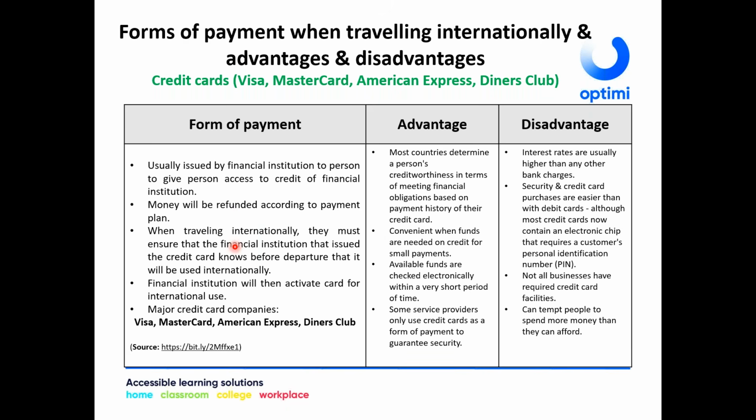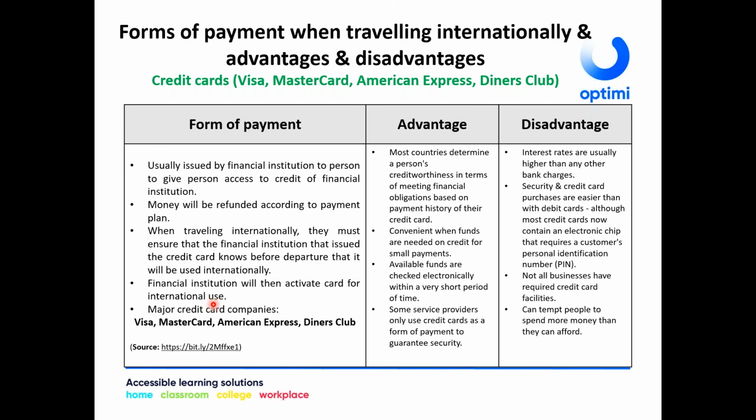When traveling internationally, they must ensure that the financial institution that issued the credit card knows before departure that it will be used internationally. Because if the bank doesn't know that you're going to use your credit card as a form of payment, they might see it as fraudulent, or as somebody trying to use your card, although it is yourself using the card. So you must just inform them if you are traveling internationally so that they know that it is actually you using the credit card. Financial institutions will then activate the card for international use.